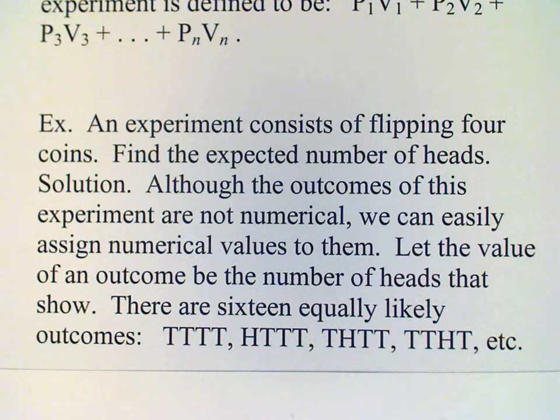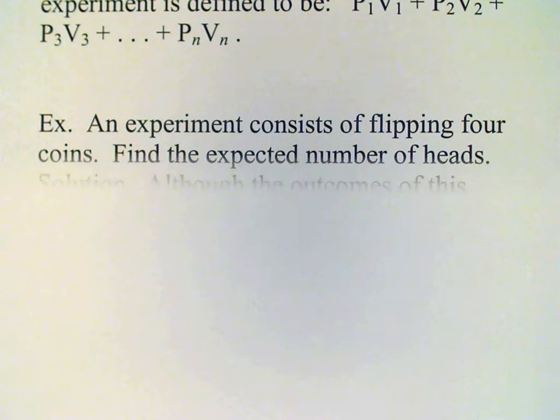Okay, now how many outcomes are there? Well, for each coin, there are two possibilities, head and tail. And as you know by now, the way that we get the total number of possible outcomes is to multiply. So we have 2 times 2 times 2 times 2, or 16 possible outcomes, and these are all equally likely. Okay, so next we need to work out the number of outcomes for each number of heads there are.